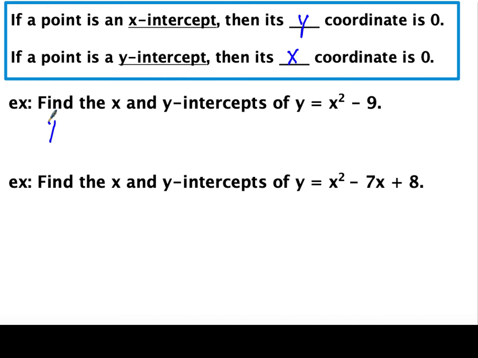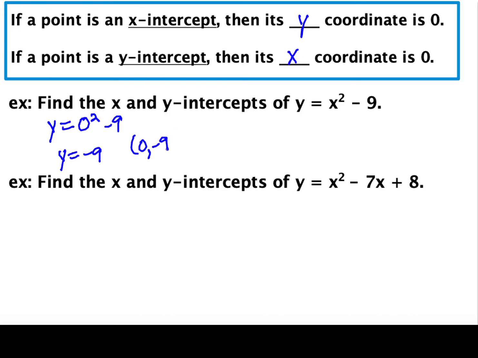Because if we simply say y equals 0 squared minus 9, right? If x is 0, the x-coordinate is always 0 for a y-intercept. Well, then 0 squared is 0 minus 9, and y ends up equal to negative 9. And very simply, we found the coordinate: when x is 0, y is negative 9.